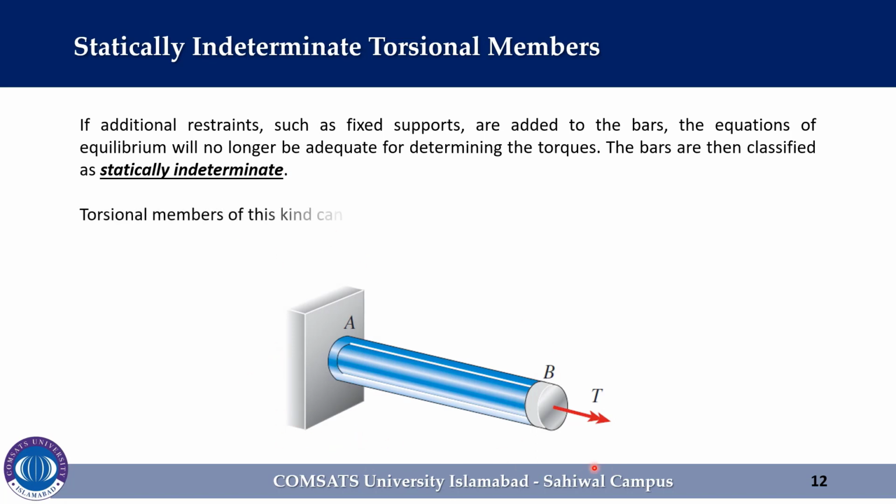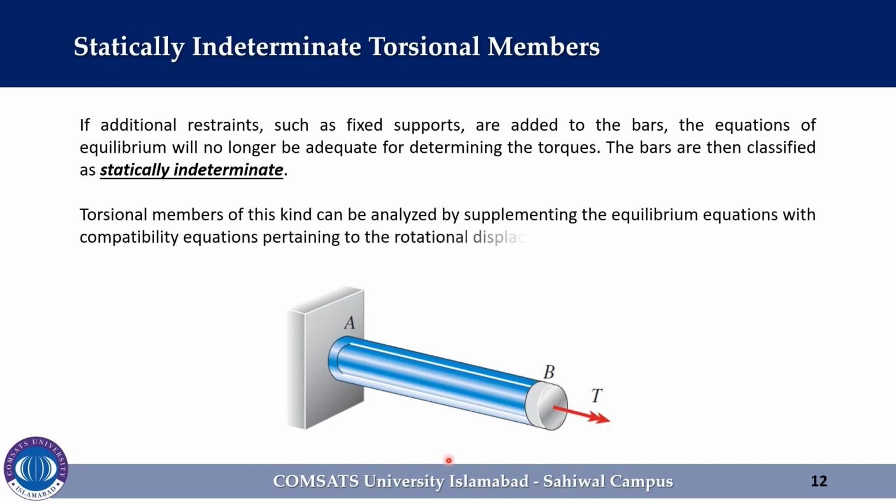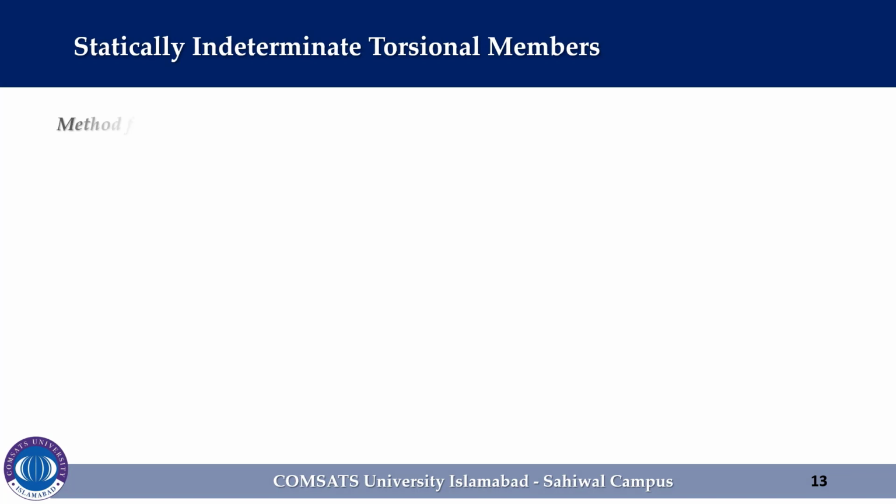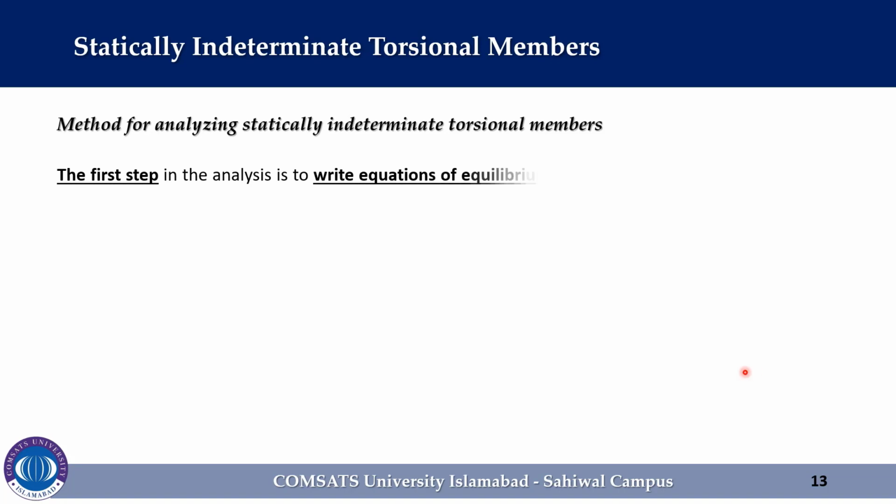Torsional members of this kind can be analyzed by supplementing the equilibrium equations with compatibility equations pertaining to the rotational displacements. Thus, the general method for analyzing statically indeterminate torsional members is the same as for statically indeterminate bars with axial loads. The first step in the analysis is to write equations of equilibrium obtained from free body diagrams of the given physical situation. The unknown quantities in the equilibrium equations are torques, either internal torques or reaction torques.